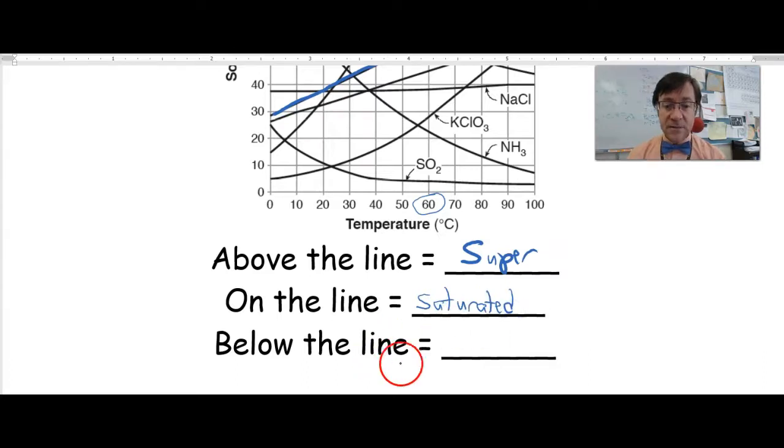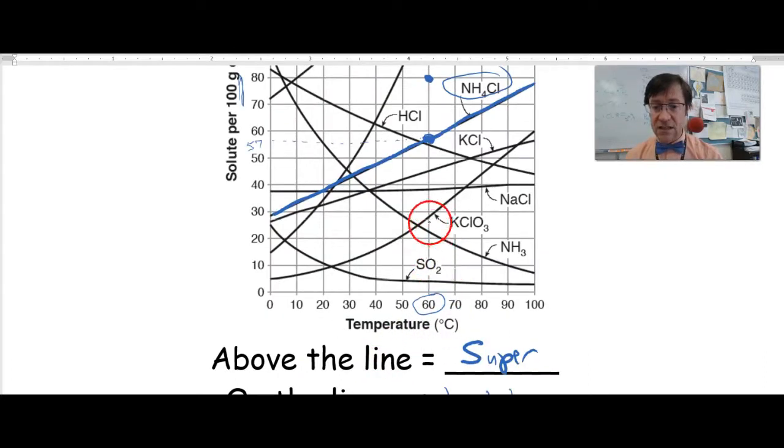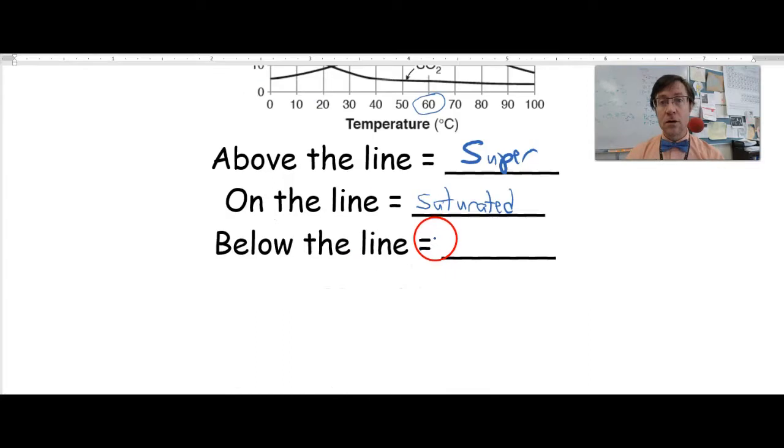and that is what we call saturated. And if it's below the line, again at 60 degrees, let's say we only dissolved 20 grams. Well, that means that it has not dissolved as much as it possibly can. It is able to dissolve more. How much more? It can dissolve that much more. So if it can dissolve more, we're going to call it unsaturated. Dig? Nice.